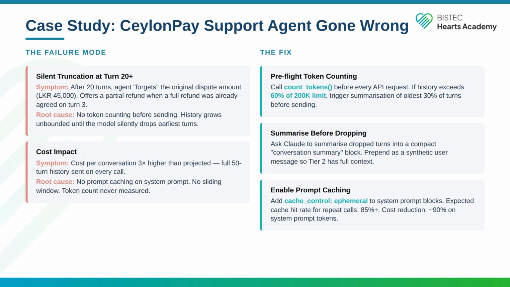The secondary failure is cost. Each conversation is costing 3 times the projected amount. The full 50-turn history is being sent on every single call with no prompt caching and no sliding window applied.